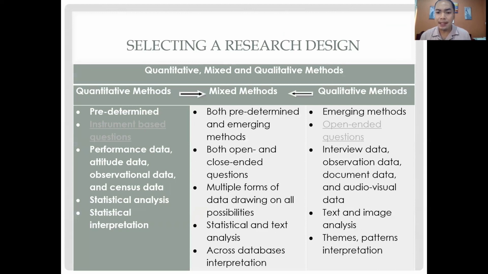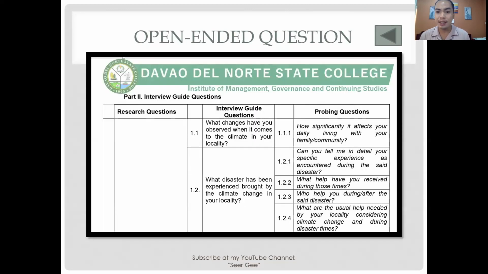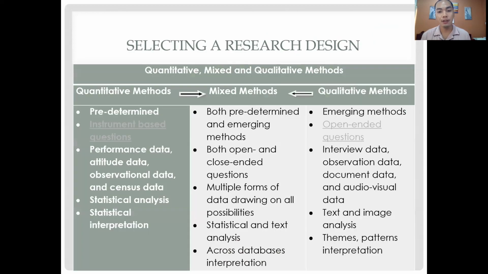Now, an example of an open-ended question in a qualitative design is by asking a question like this: What changes have you observed when it comes to the climate in your locality? You are actually not limiting your interviewee to a specific answer, but instead, you are letting the interviewee express and answer freely. Mixed method uses both open and close-ended questions.